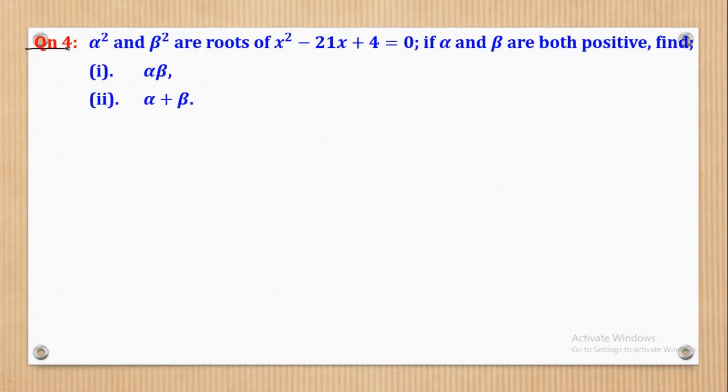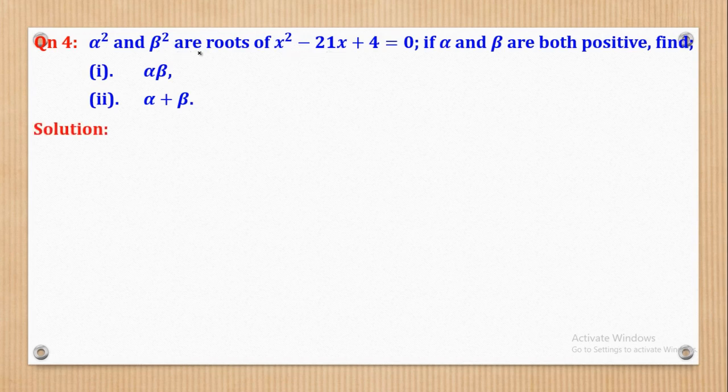Now we shall go to question 4, which says that alpha squared and beta squared are roots of this equation. If alpha and beta are both positive, find the value of alpha beta and the value of alpha plus beta. Now here they have somehow done the reverse, because previously we have been given alpha and beta as the roots, but now in this case we are given alpha squared and beta squared as the roots. So we need to be keen with that.